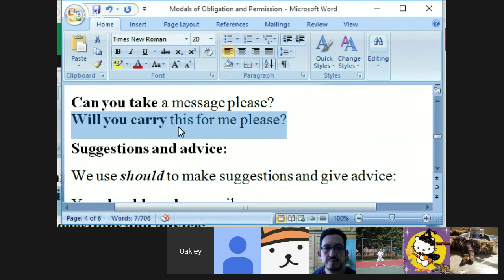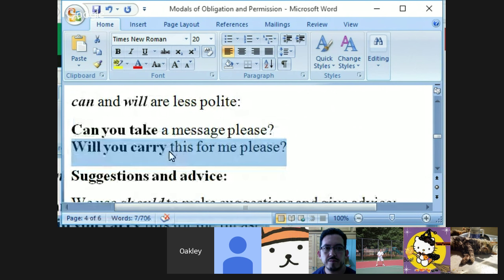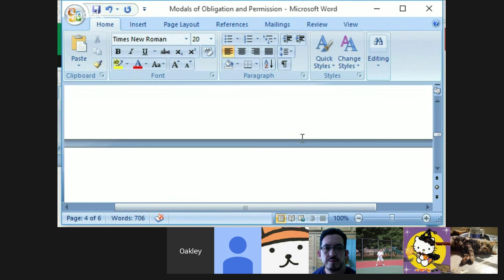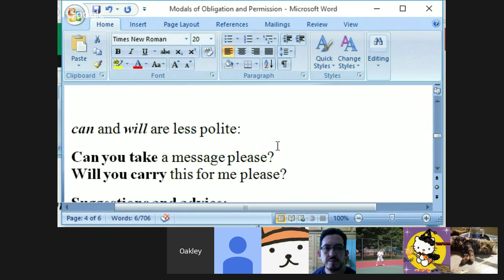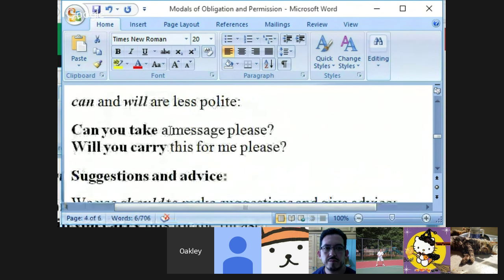Depending on your tone of voice and your intonation, you can make it sound more request-like or more command-like. Generally, if you want to be a polite person, stick with could you or would you. Could we have our check, please, in a restaurant is how I would say it. I wouldn't say, will you bring my check, please? It sounds just a little bit rude, frankly. Maybe, can I have my check, please? That's fine.